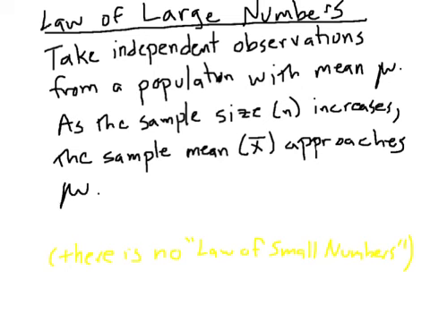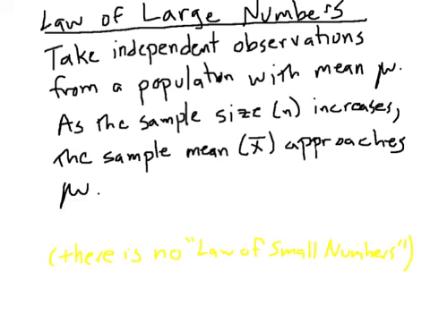Okay, here are the words of the law of large numbers. I think the graph is easier to understand. But you take independent observations from a population with mean mu, right? Mu is always the population mean. As the sample size n increases, the sample mean, that's X bar, approaches mu. That's just the words of the law of large numbers.